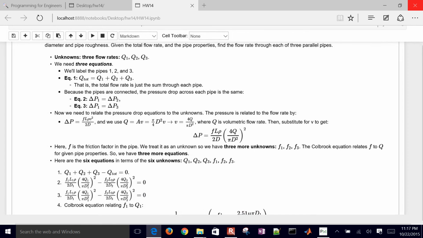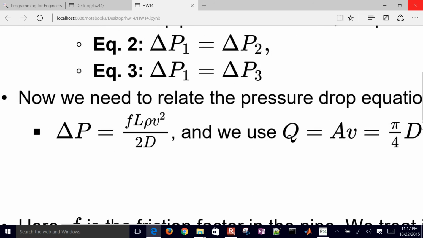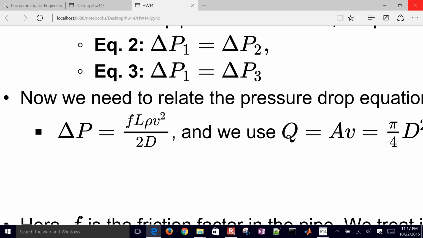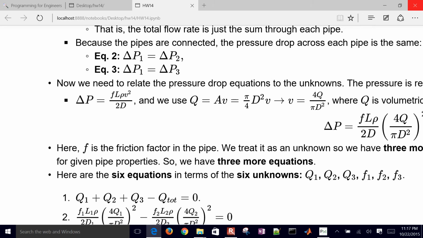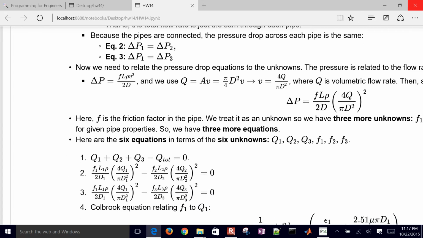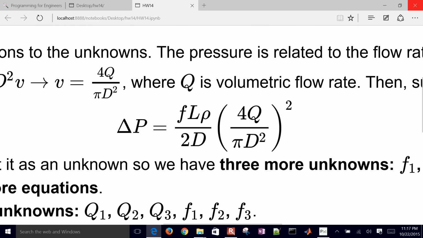Pressure is related to the flow rate by this friction factor, and it's a loss depending on the length, the density. Let me just zoom in on that a little bit more. It's dependent on the friction factor F, the length, the density, the velocity squared divided by 2 times the diameter. And we'll also use the volumetric flow rate equals the area times the velocity, and the area equals pi d squared divided by 4, times the velocity. If we rearrange that, the velocity equals 4Q, the volumetric flow rate, divided by pi diameter squared. If we plug all of that in, then we have the pressure drop as this nice expression that you see right here in the middle.